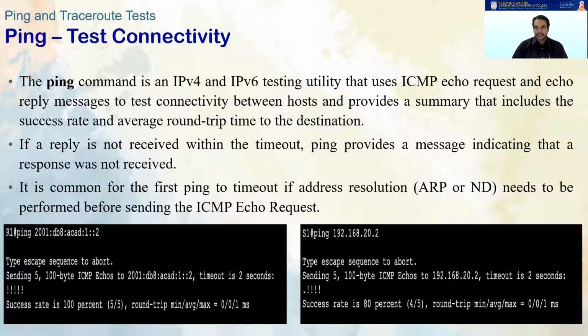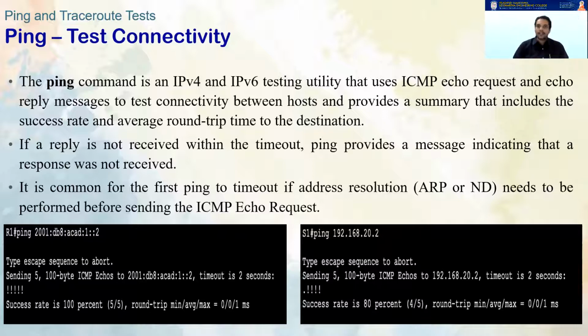Why do we need these messages? Because we want to test the connectivity between hosts and provide a summary for this test, which includes the success rate and average round trip time to the destination. So if I use ping to test whether a destination is alive or reachable, we not only get a summary saying that it is there, but we also get the usual round trip time and the success rate.